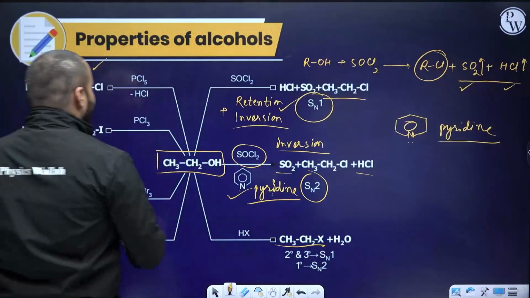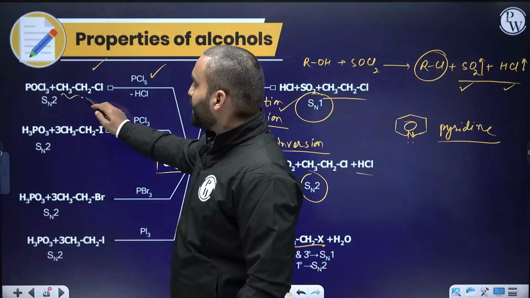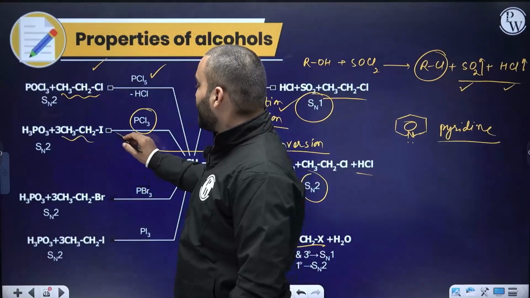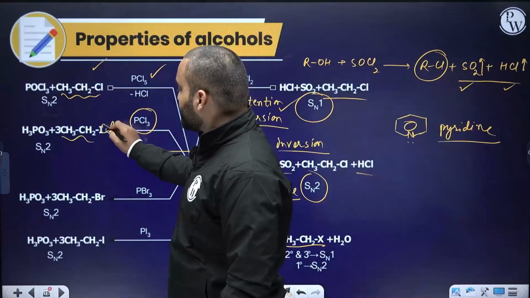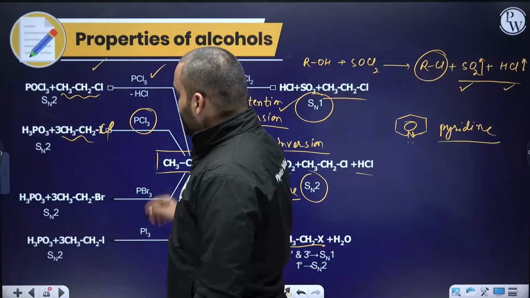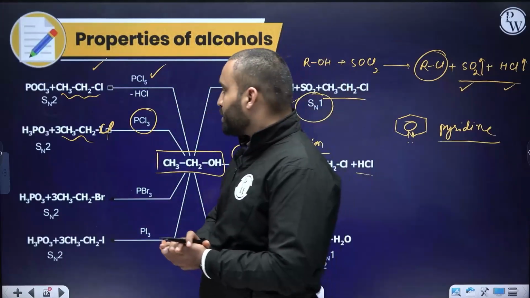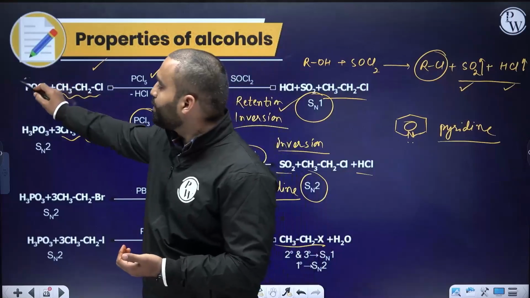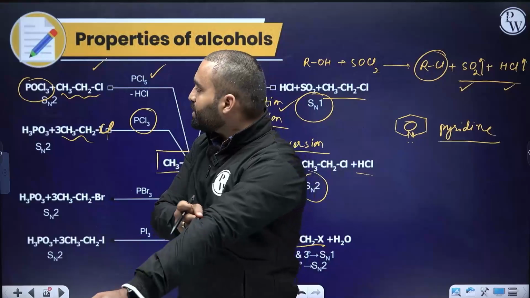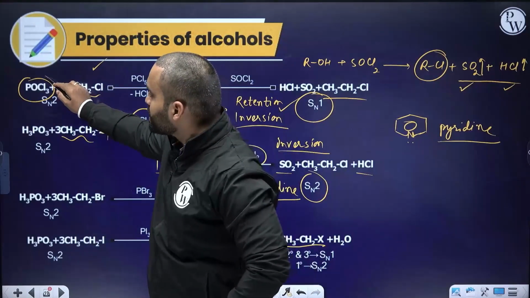Now, if you treat it with PCl5, then the product again obtained is alkyl halide. You can treat it with PCl3. The compound obtained again will be alkyl halide, with chlorine here. You know, the trick that board examiners use is they ask you what is the side product. The trick that JEE Mains and NEET examiners follow is they will ask you the side product of this reaction. So POCl3 is the side product obtained.